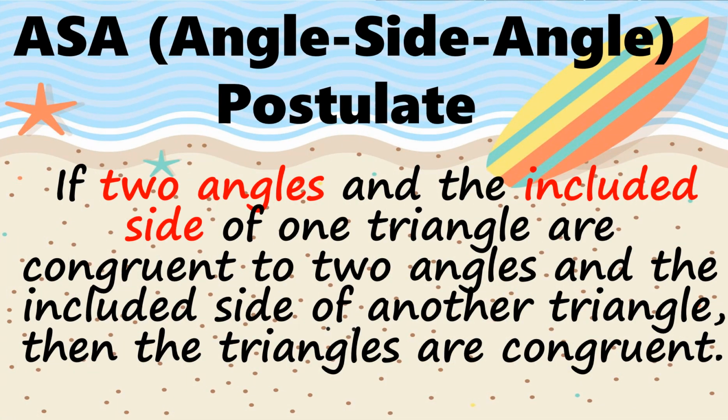We have ASA, or angle-side-angle postulate. If two angles and the included side of one triangle are congruent to two angles and the included side of another triangle, then the triangles are congruent. Now let's have an example for this.